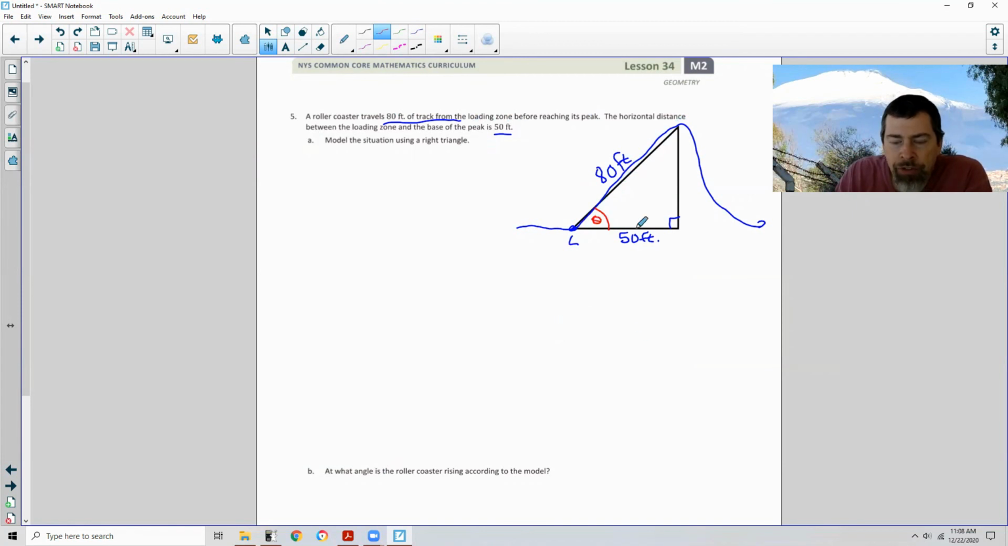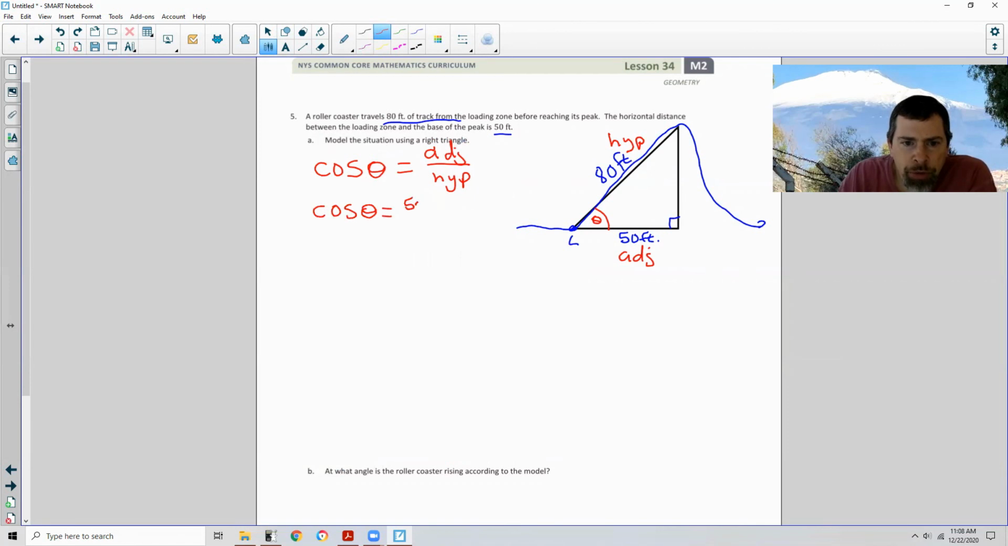What is that angle of elevation? All right, so based on this angle of reference, this is adjacent and this is hypotenuse. So adjacent over hypotenuse is cosine. So I'd say the cosine of theta equals ADJ over HYP. Now down here it says at what angle is the roller coaster rising? So we want to find theta. So I substitute in my givens. Cosine of the angle equals adjacent, which is 50, over the hypotenuse, which is 80.